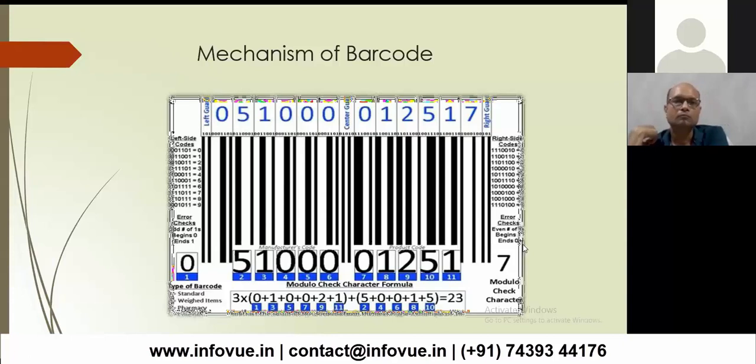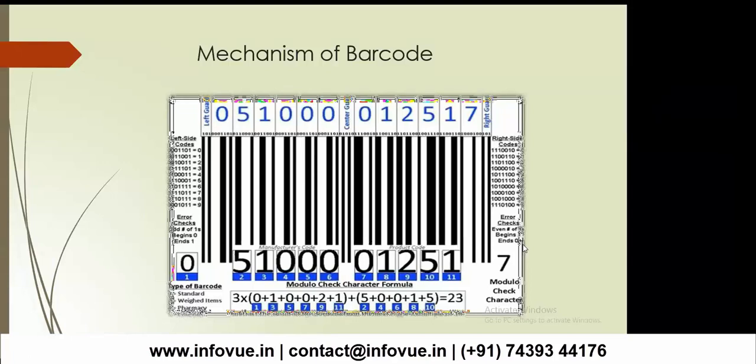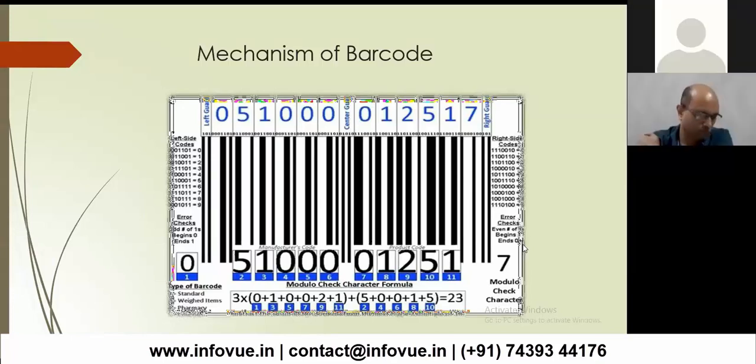But the difference is that the left side, which is the even side, contains a number, for example 5, that has 3 black bars and 3 white spaces. But on the odd side, that number 5 contains 4 black bars and 2 white spaces. So it's different, so that when the barcode scanner scans the barcode, it knows which side is the manufacturing code and which side is the product code. And you can see there is also a binary code here, on the left side and right side, for the numbers from 0 to 9.